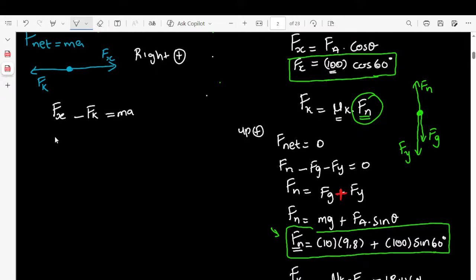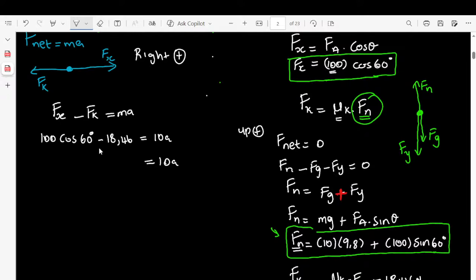So we said Fx is 100 cos 60 degrees. We need to subtract Fk, which is 18.46 newtons. It's equal to the mass, which was 10, times A. Now remember, the question said calculate acceleration. They wanted us to find acceleration. So if we calculate acceleration, this is equal to 10A. It's equal to 100 cos of 60 minus 18.46.